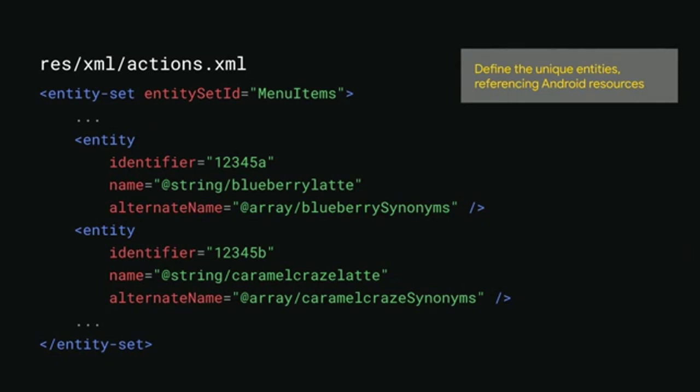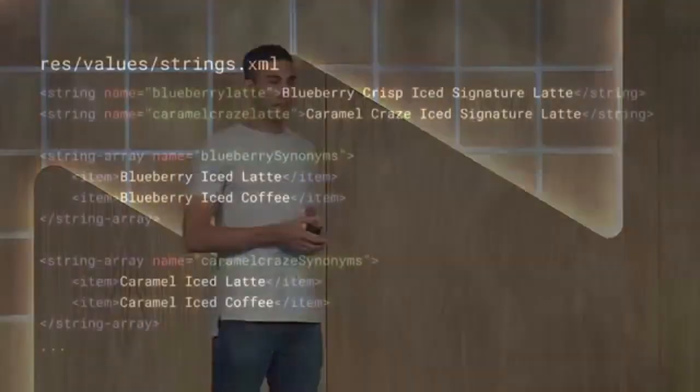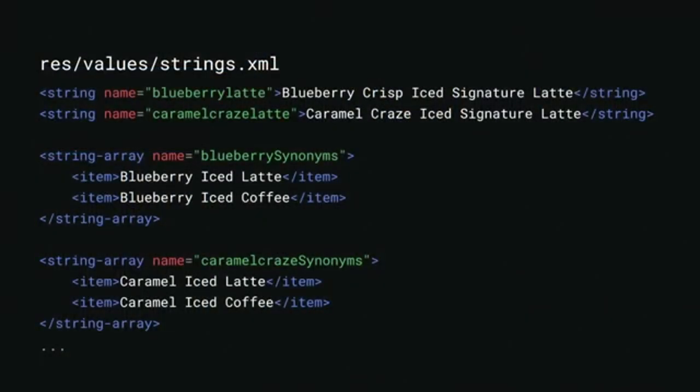Now, for the Android developers in the room, you'll know that the nice thing about using Android resources is that by default, out of the box, we'll get localization. So if these entities have different names or different synonyms for different countries or languages, you can define them in your Android resources as you normally would, and we'll pick them up for you. Let's have a look inside a strings.xml that would match with this. Here you can see we've defined the canonical names for these 2 entities, blueberry latte and caramel craze latte. And then we've defined a number of synonyms as well that would go with those, blueberry synonyms and caramel craze synonyms.